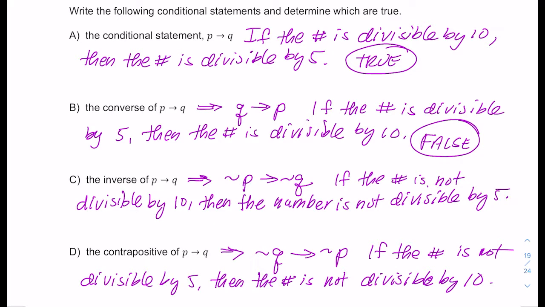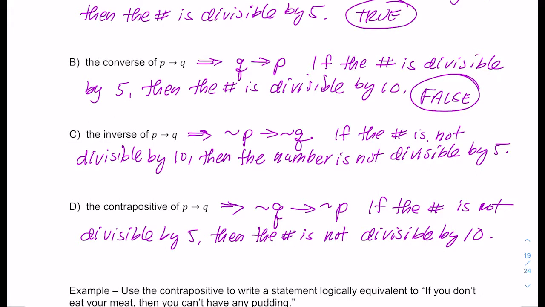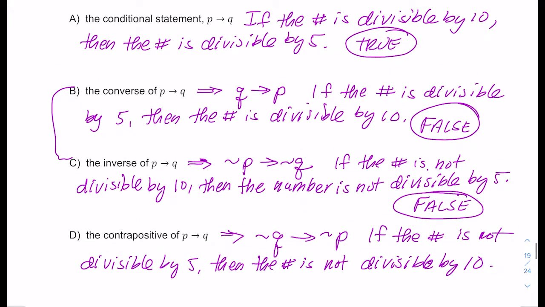For the inverse, if the number is not divisible by 10, then the number is not divisible by 5. That is also false. If we take our last example, 25 is not divisible by 10, but 25 is divisible by 5 because 5 can go into it. So that's also false, which we would expect because remember, B and C are equivalent. The converse and inverse will be equal to each other. And then likewise, the conditional and the contrapositive will be equal.